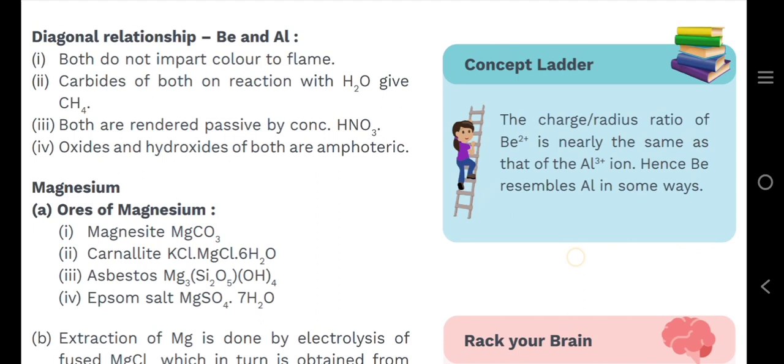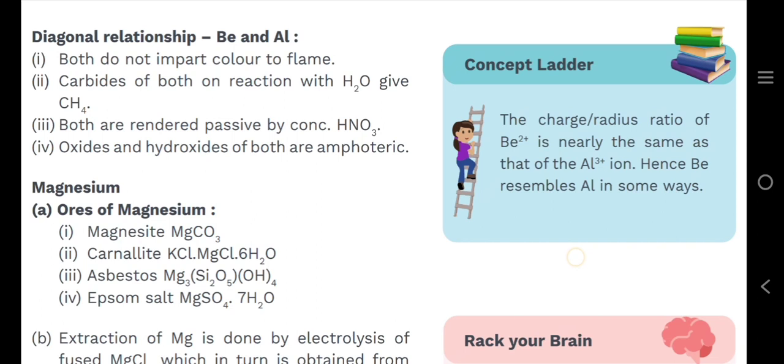Carbides of both on reaction with H2O give CH4. Both are rendered passive by concentrated HNO3. Oxides and hydroxides of both are amphoteric in nature.